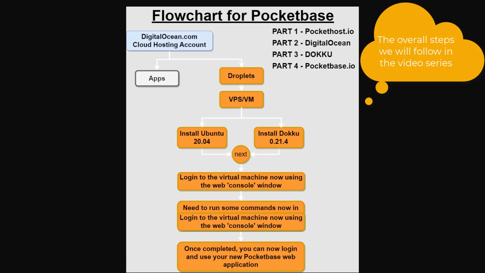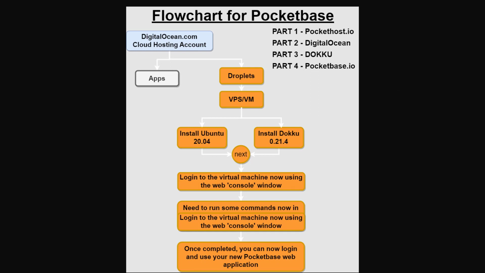So here is a flowchart that I made, and it shows there's going to be four parts of this video. I thought it would be good to kind of break it into smaller sections. And so part one, which is this part, will be looking at pockethost.io briefly. And then we'll get into setting up DigitalOcean and the VPS or virtual machine, which is Linux. And then we will go about setting up DOKKU. And then finally, we'll get into the most important part of all this, which is Pocketbase. And we'll be running some commands to see how it's all set up.